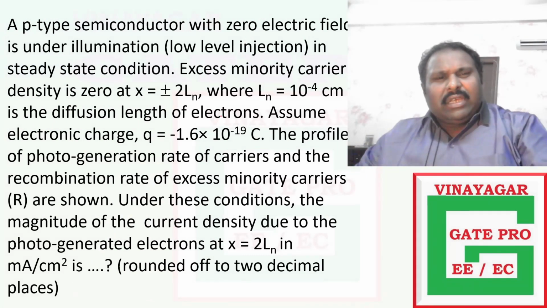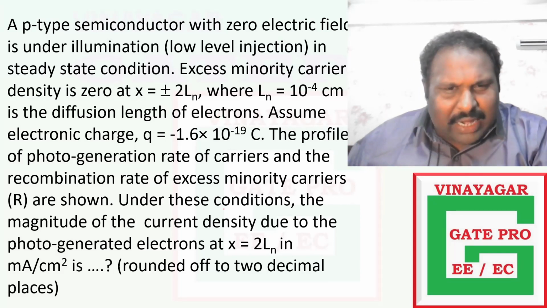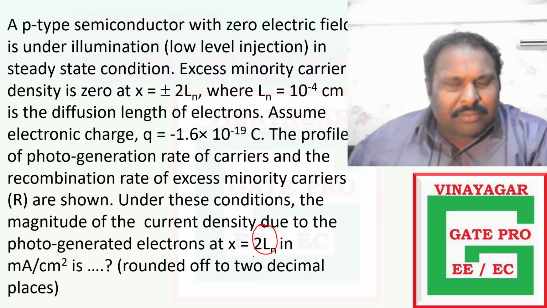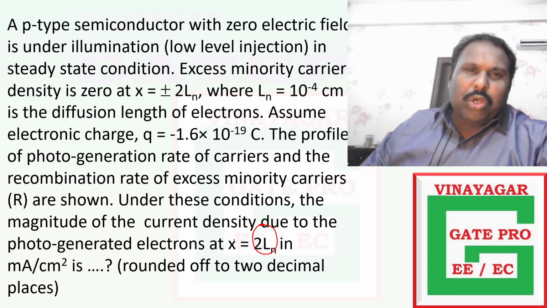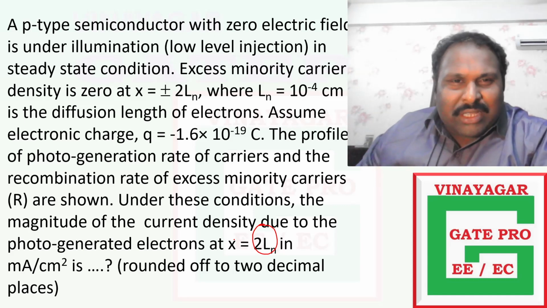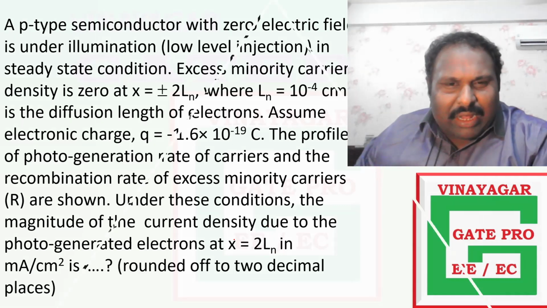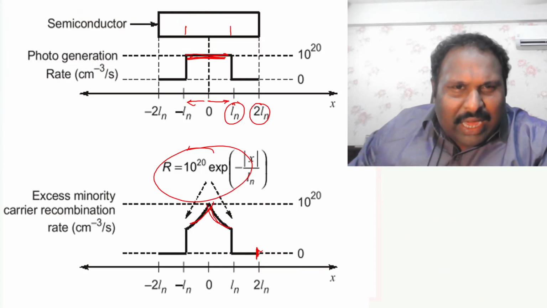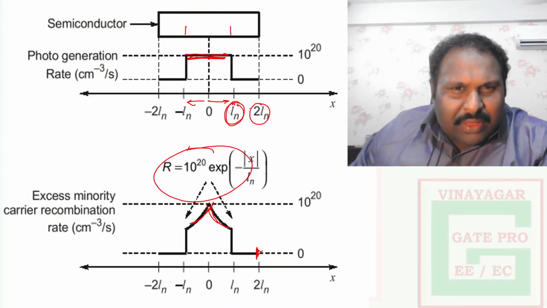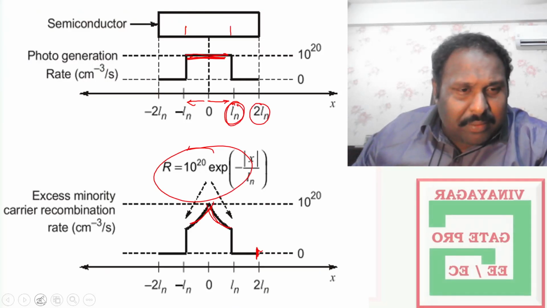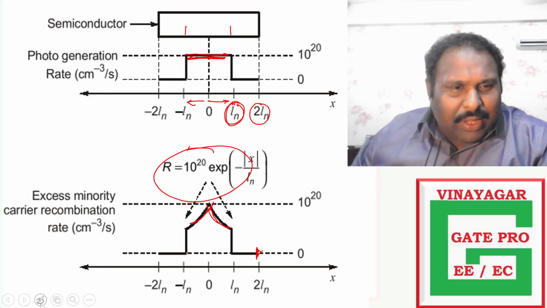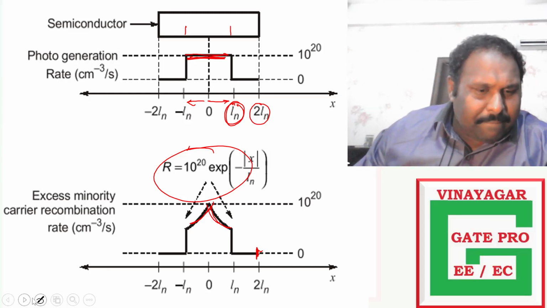And the current density is being asked at x equal to 2 Ln. They're not asking the current density somewhere here. They're not asking the current density at x equal to Ln. They're asking at 2 Ln. That's interesting. So if you now watch carefully, just give me a second.